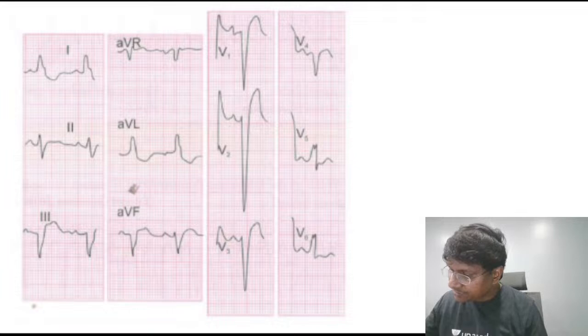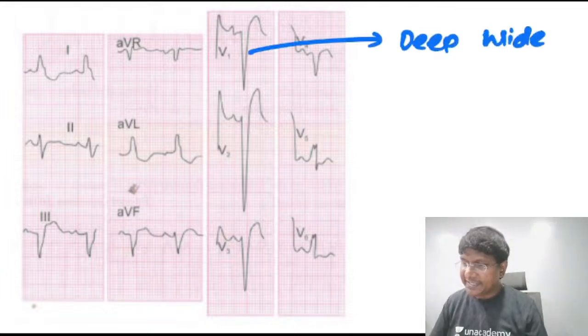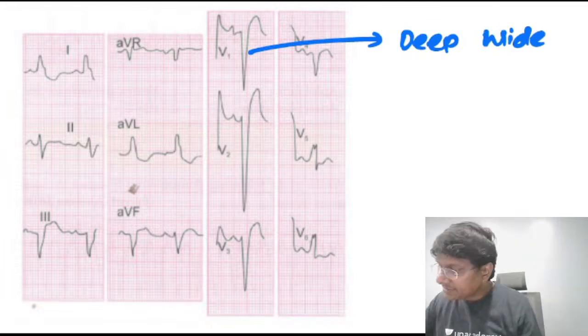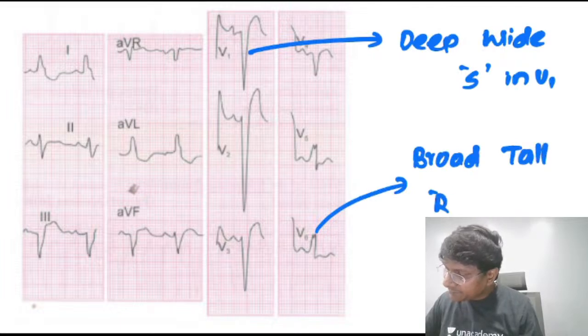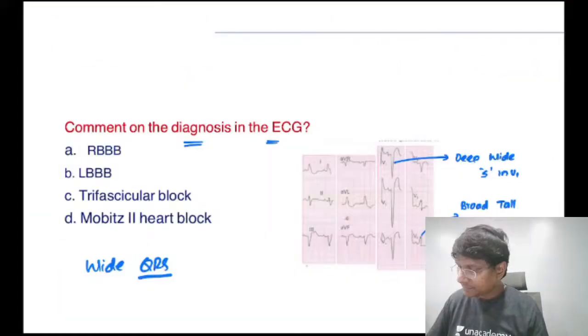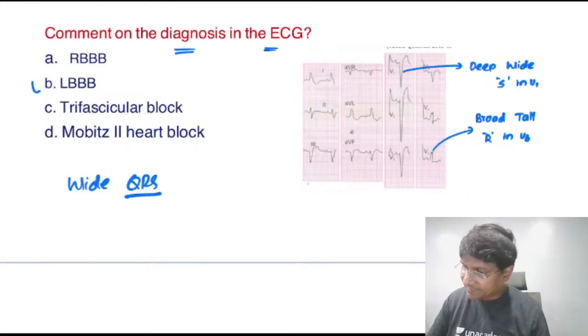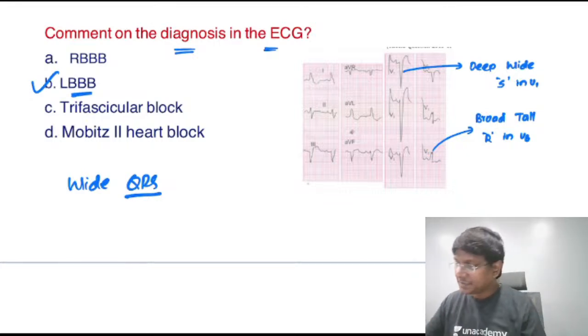You are noticing that there is a deep, wide S wave in V1, and you are noticing that there is a broad, tall R wave in V6. So this is suggestive of left bundle branch block, exactly the opposite of what you will have in right bundle branch block. All right, next.